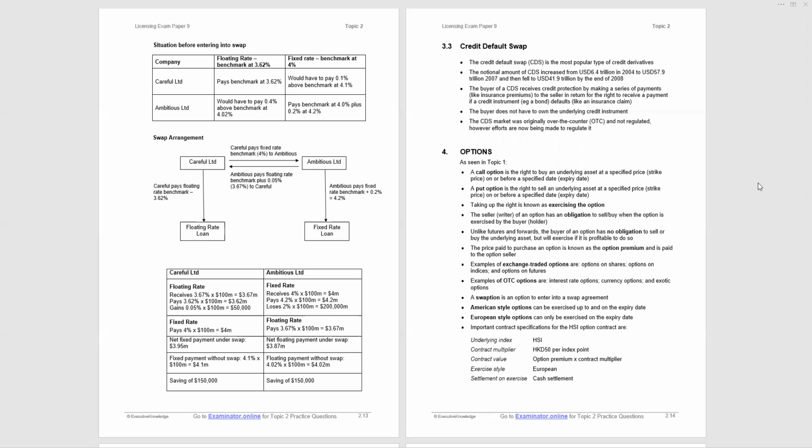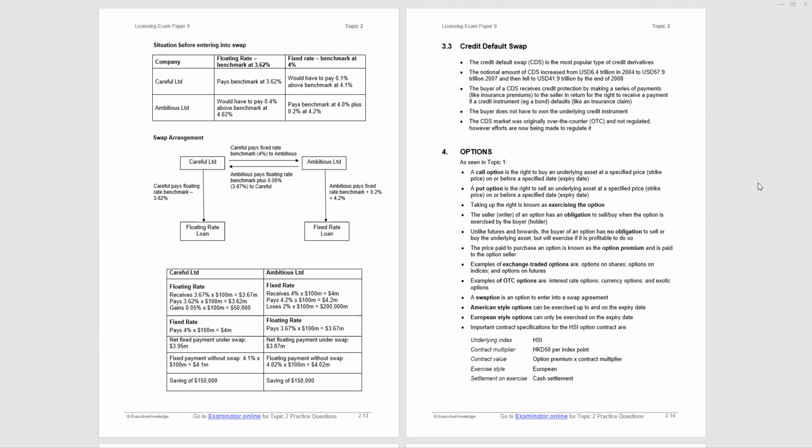So that diagram's really what you need to know for the exam, because they will give you some information, and by plugging the information they give you into that type of diagram, the information that you see from it should be enough for you to get to the answer. But if we translate that diagram into the end result for both Careful and Ambitious, you can see that with Careful, the floating rate receives 3.67 million. So it receives that from Ambitious. It pays downwards floating rate loan of 3.62 million. So it receives 3.67, pays out 3.62. So the gain is $50,000.